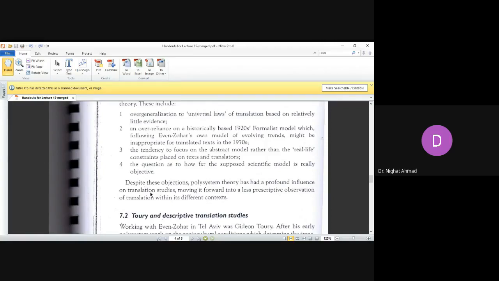Its impact remained, because we cannot deny history, historical facts, the culture and other events on which a text takes place. So this polysystem theory helped to move forward into less prescriptive observation, and it moved on to different contexts and so on and so forth. Okay.